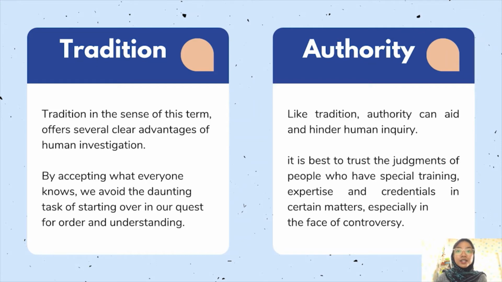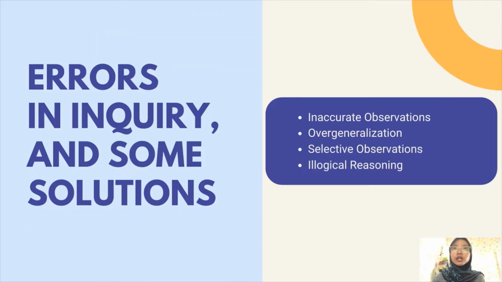Authority. Like tradition, authority can aid and hinder human inquiry. It is best to trust the judgment of people who have special training, expertise, and credentials in certain matters, especially in the face of controversy. Error in inquiry and some solutions. Inaccurate observations. In contrast to ordinary human investigation, scientific observation is a conscious activity. Just making more deliberate observations helps reduce error.